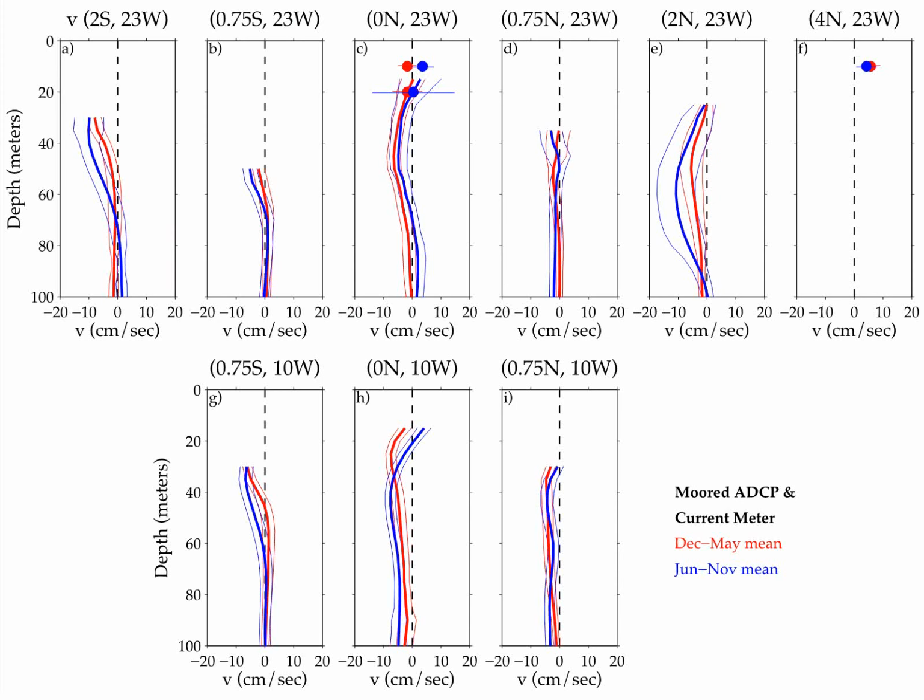We have the mooring data, and we can do the same thing with the mooring data. So here, blue is June to November, and red is December to May. And what you see is that the southward flow in June to November is stronger at the north than it is in December to May.